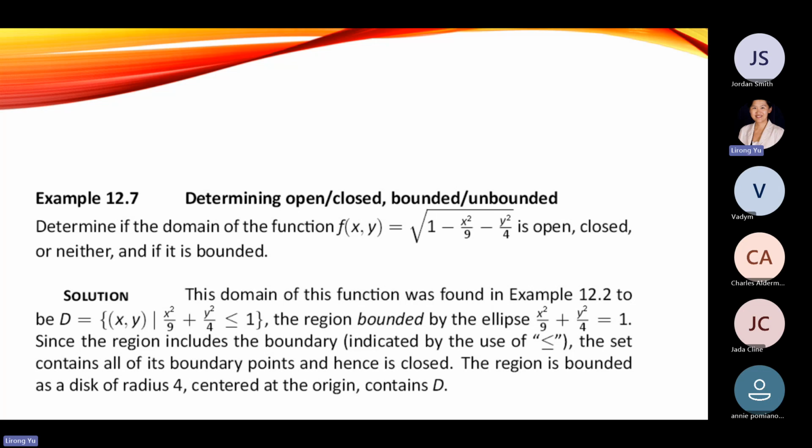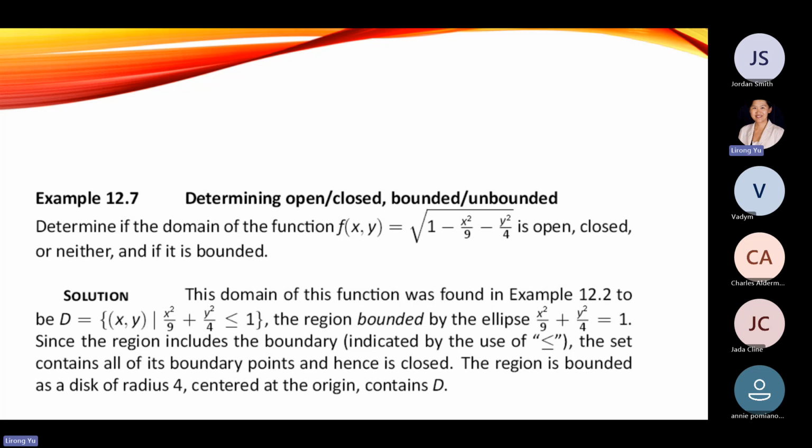All right, here we get a two-variable function: the square root of 1 minus x squared over 9 minus y squared over 4. We determine the domain, and determine whether the domain of the function is open, closed, or neither, and whether it's bounded. The answer is already on the board. We found the domain last time.